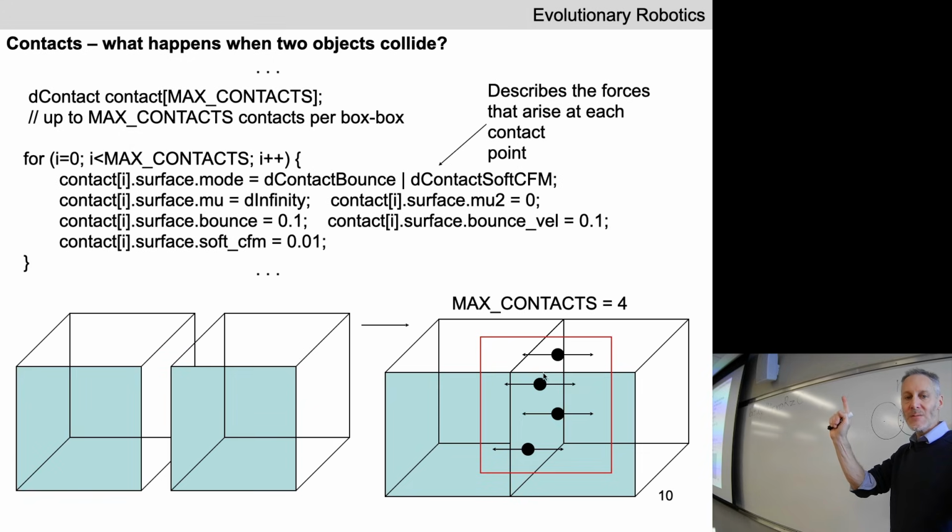During that one time step, we're going to weld the objects together. We're going to apply forces at those points, pushing those objects apart. And at the end of that time step, we erase all of those contact points again, and the next time step, we do collision detection and resolution all over again.